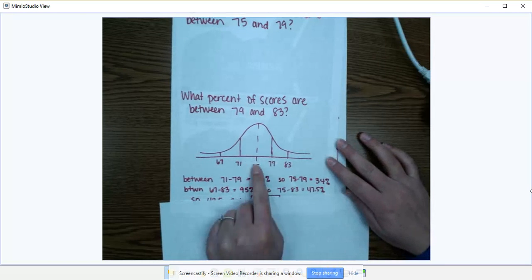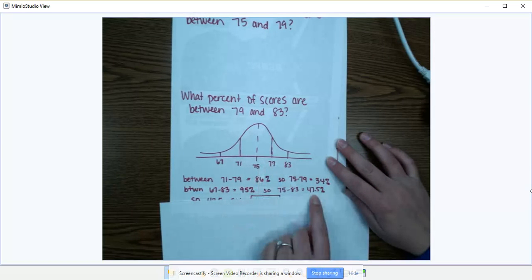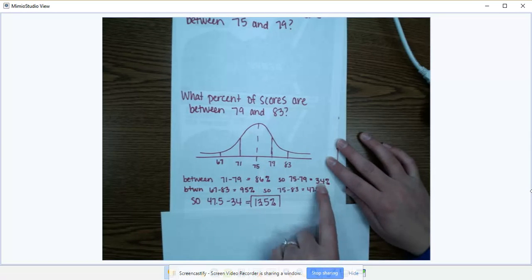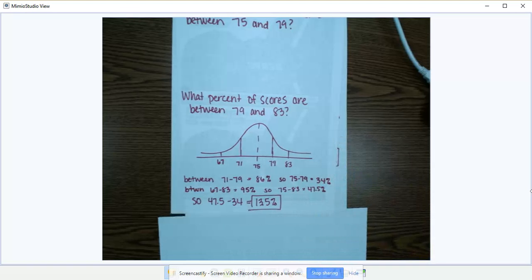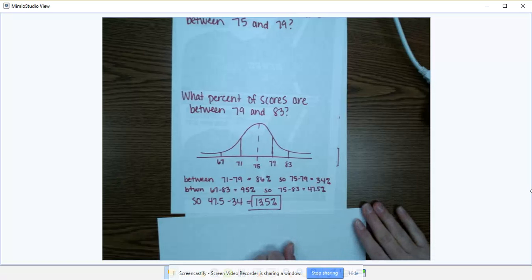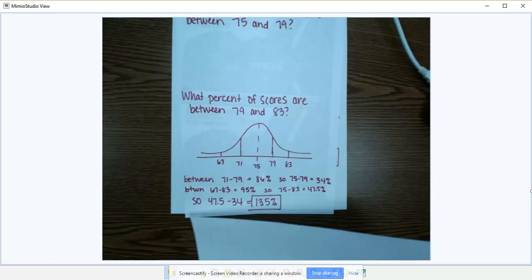Now, we're not worried about 75 to 79, so we need to take this 47.5 and subtract the 34%, and that leaves us with 13.5% of our data values, or our test scores, between 79 and 83.